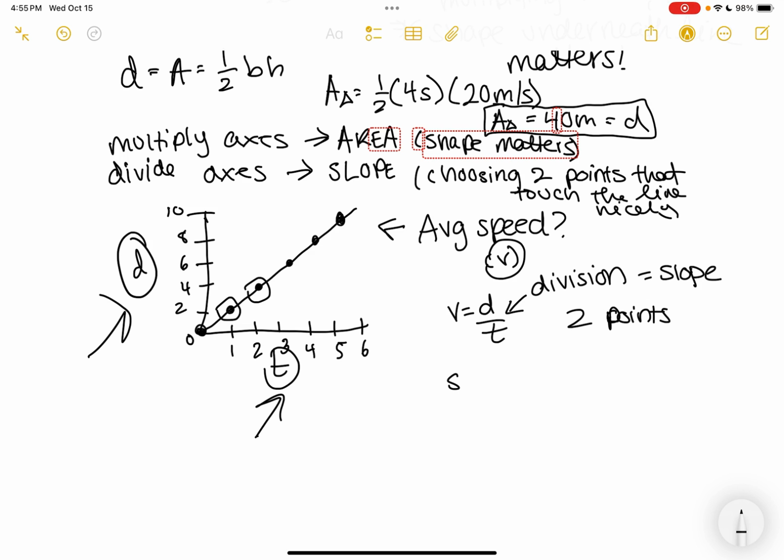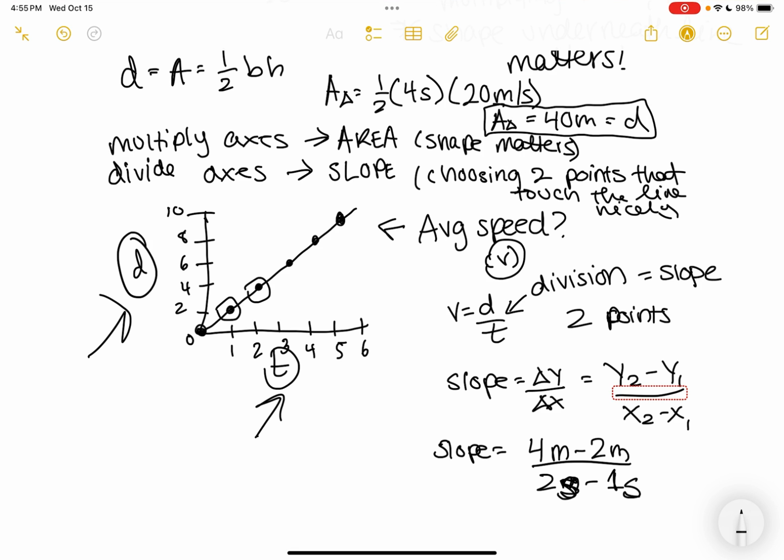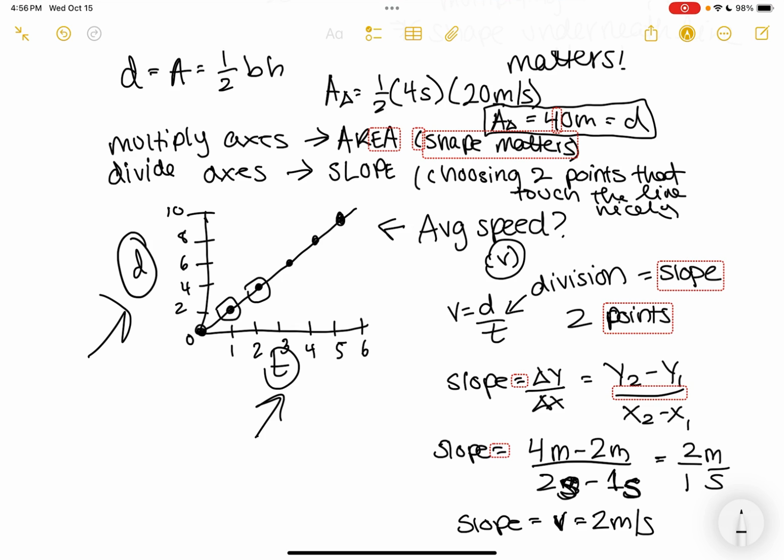So remember, slope will be a change in y over a change in x. So y2 minus y1 over x2 minus x1. So in this case, slope is equal to, we have the point 4 meters minus 2 meters over 2 seconds minus 1 second. So you end up with 2 over 1 meters over seconds. So your slope, or your speed v, your average speed, is going to be 2 meters per second.